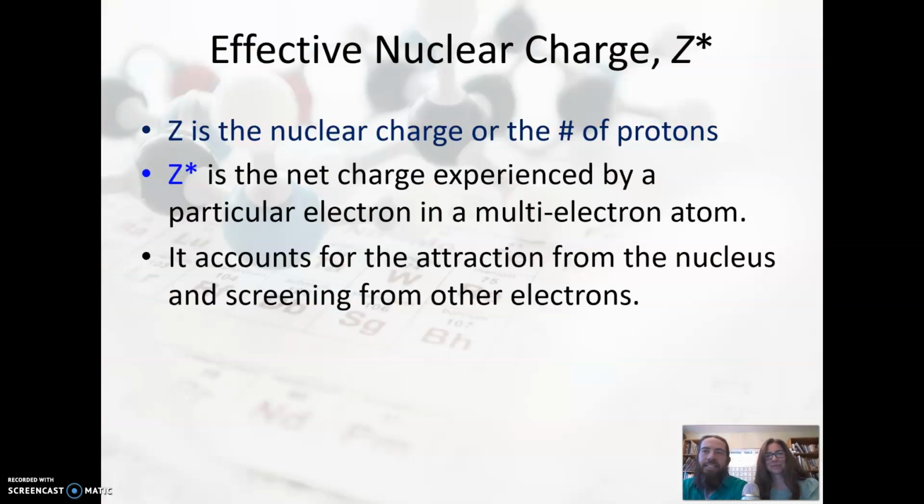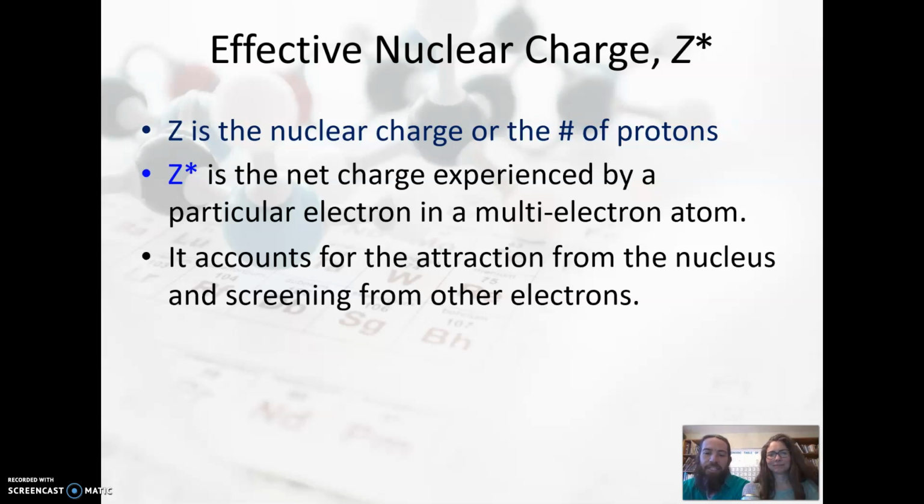All right, so first let's just think about nuclear charge. What we mean by nuclear charge, and this is often represented by a capital Z, is simply the number of protons. This makes sense. The charge in the nucleus is related to the number of protons. We represent the effective nuclear charge with a little Z asterisk. We call it Z star. Just sounds kind of cool. But this is the net charge experienced by an electron in an atom.